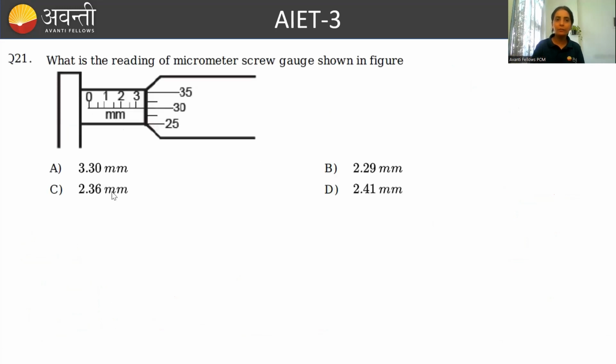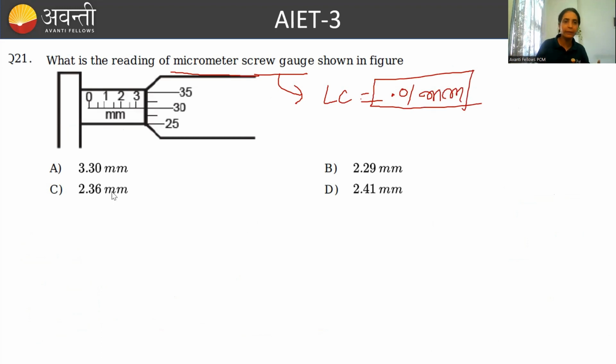Okay, let's move ahead. What is this? Just by looking at the diagram, you can say this is a screw gauge, right? What is the reading of the micrometer screw gauge shown in the figure? This is a micrometer screw gauge. It means its least count is 0.01 millimeter. That you should know. This is the information that should be in your head, right? Now, look at the diagram.